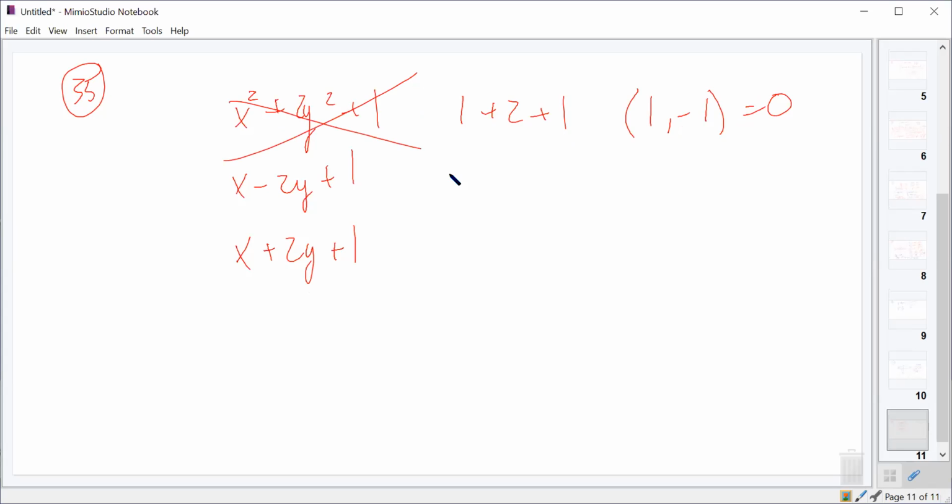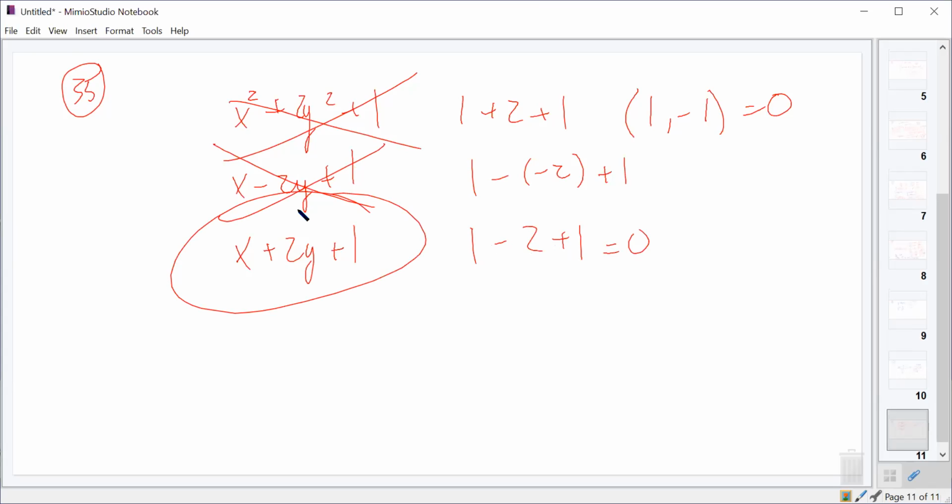Not that one. This one, 1, and then minus negative 2 plus 1. That's also not 0. Eliminate that one. 1 minus 2 plus 1, that is 0. Do that one. Good or no? Good. Everyone good here? And I assume you still want 36.